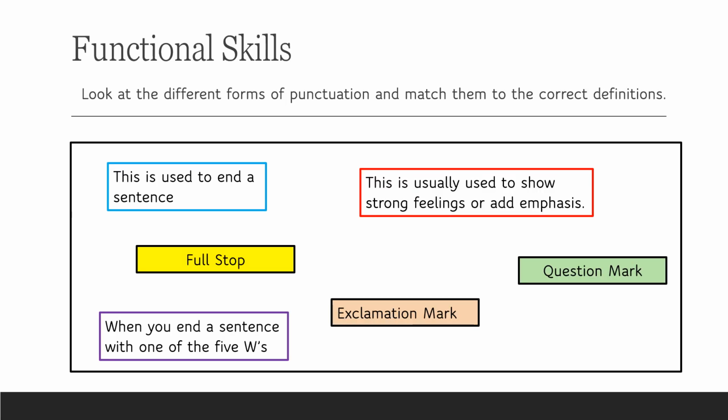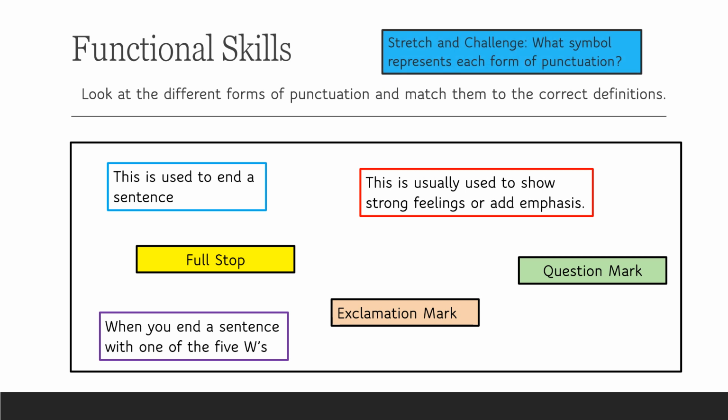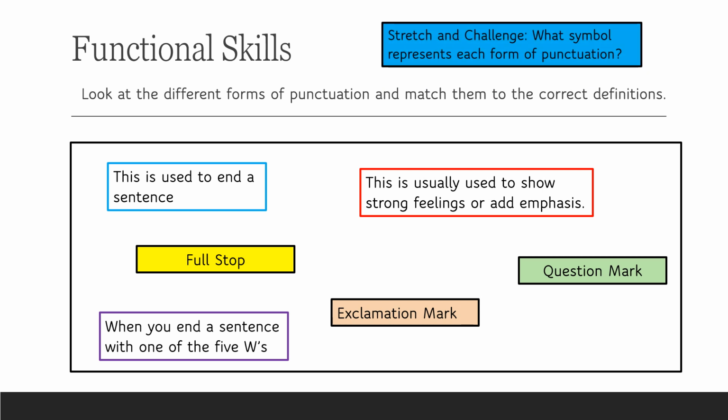Look at the different forms of punctuation, and what I'd like you to do is then match them to the correct definitions. So as you can see there, we have a full stop, exclamation mark and a question mark. Now these are what I would refer to as our fundamental forms of punctuation. So you need to try and think about which definitions you can match them up to, and then if you can, try and stretch and challenge yourself and think what symbol represents each form of punctuation. So see if you can actually think of what does the punctuation actually look like when you put it on the page.